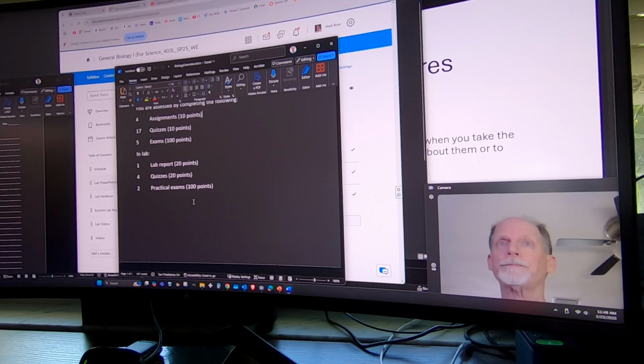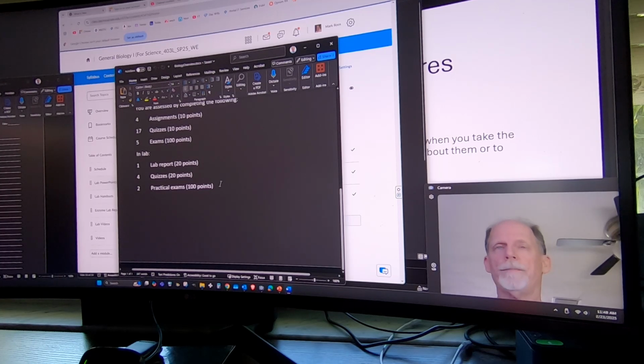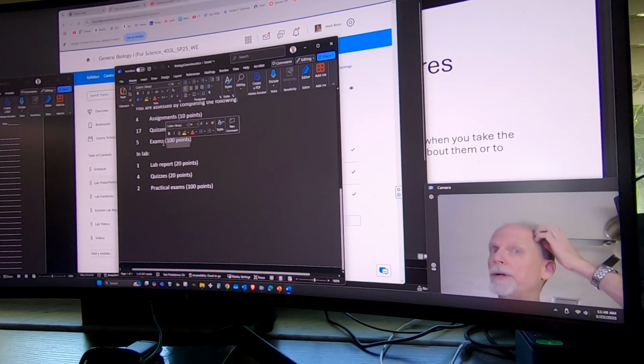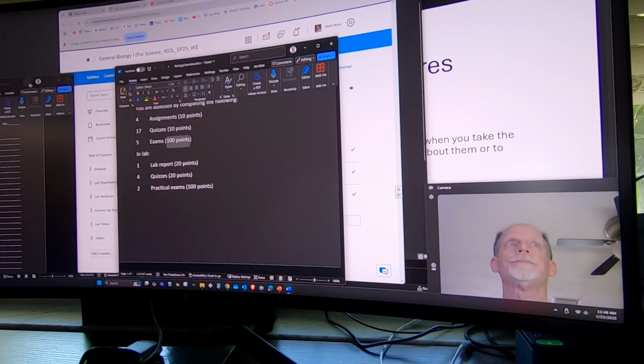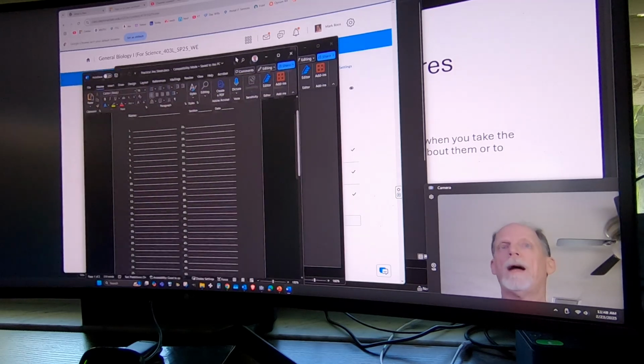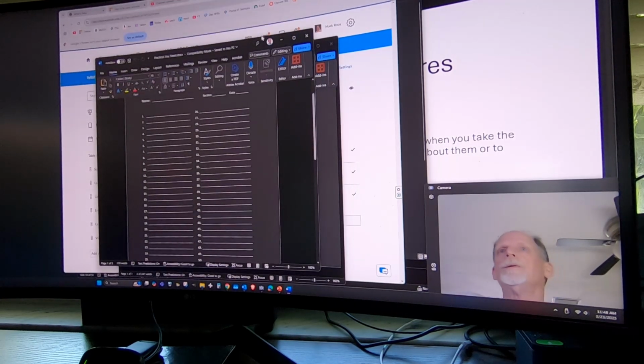First thing I wanted to mention is how important lab scores are and the two practicals that you get right in lab. They're both worth 100 points, just like in class, where you have 100 points on 5 exams. So it's a total of 700 points. You've got to do well on the practical to do well in the class. It's a combination of the two.